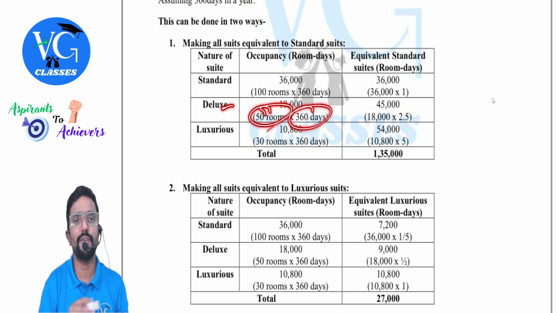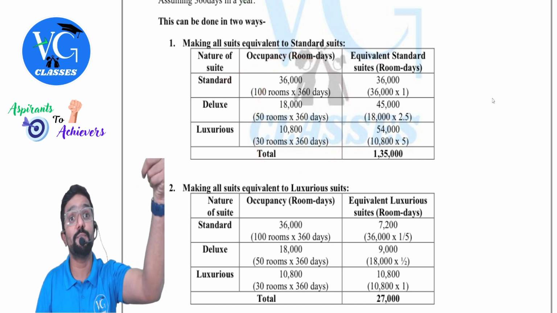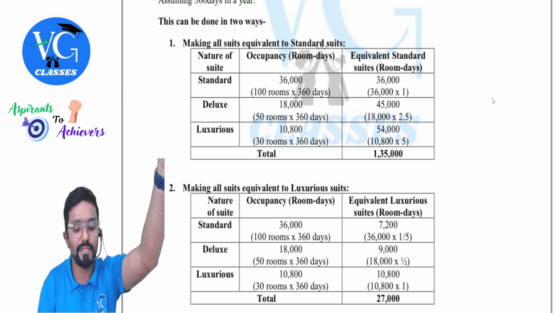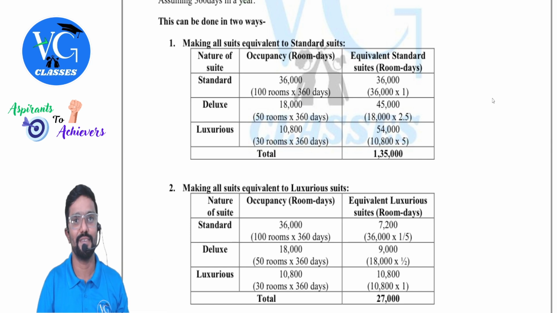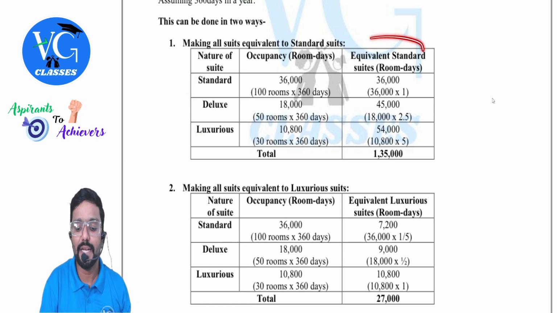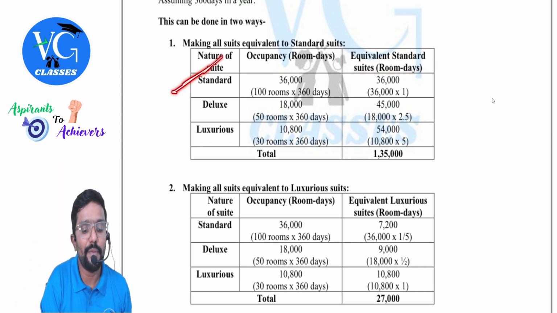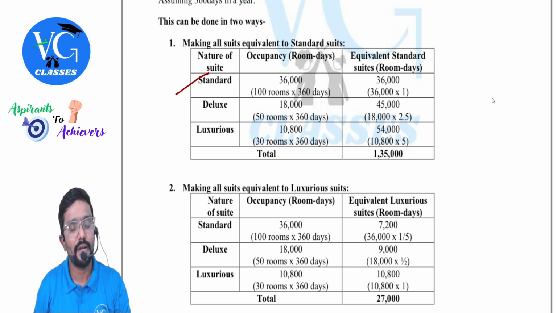50 rooms are there, occupied for the full 360 days. 18,000 room days. Then luxurious, 30 into 360, 10,800. Clear. Now, can I take the total of this to calculate cost per room day? No. Why is that? Because they are not for the same base. They are not equivalent. Can I compare luxurious straight away with standard? No. Now let us calculate the equivalent standard room base. Now I am taking this as a base, converting all others to standard.